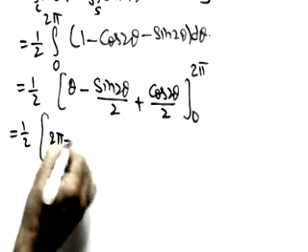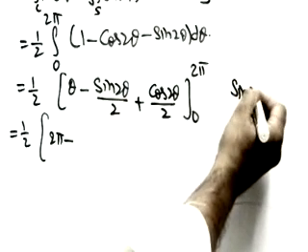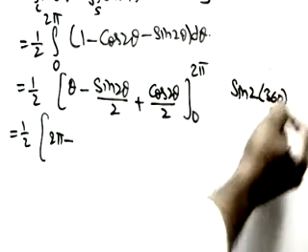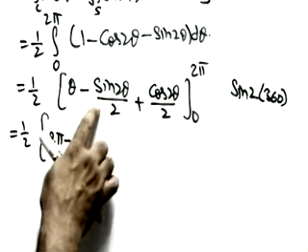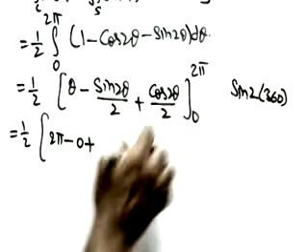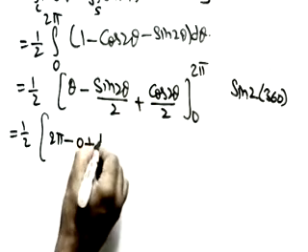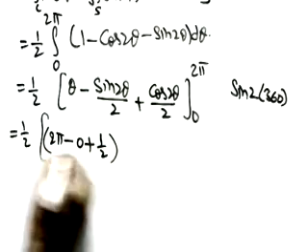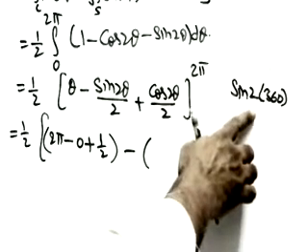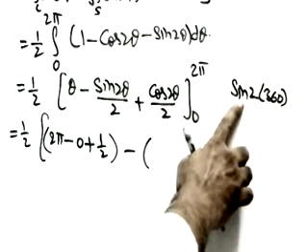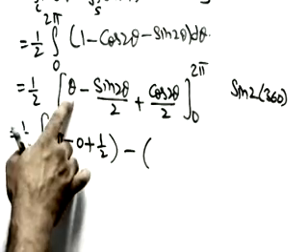If you put the upper limit 2 pi here, this will become 2 pi minus, watch carefully, sine 4 pi, which you can write as sine of 2 into 2 pi, that is sine 360. Since sine 360 is 0, this will become 0. Plus cos 360 will be 1, so this will become 1 by 2. This is the upper limit. You can take this value from the calculator also: sine 4 pi gives the answer 0.